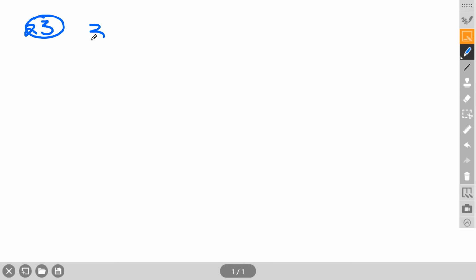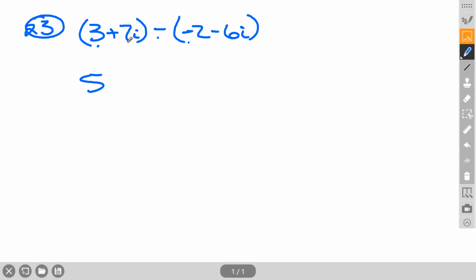23: 3 plus 7i minus negative 2 minus 6i. Subtraction problem. So we're subtracting the real parts, subtracting the imaginary parts. So 3 minus negative 2, which is 3 plus 2, so 5. And then 7i minus negative 6i, so 7 plus 6, which is 13, 13i. So 5 plus 13i.